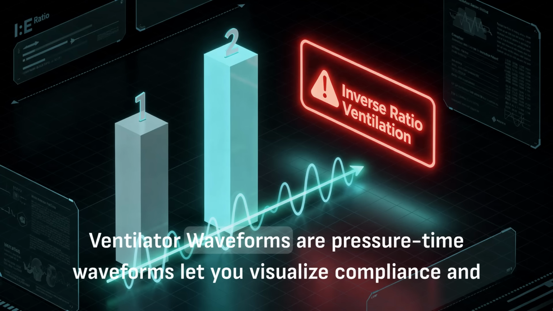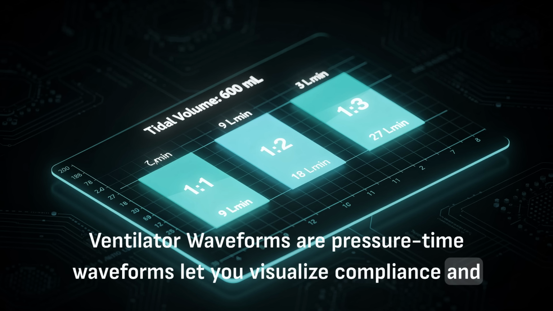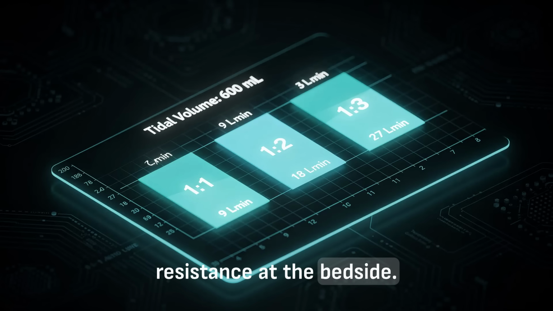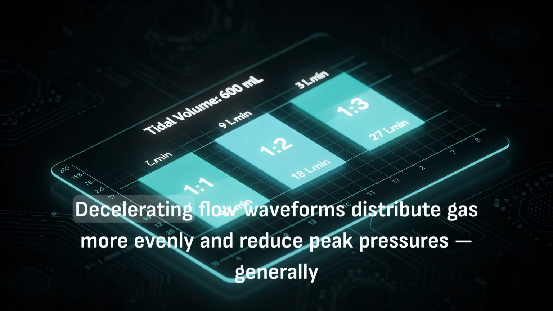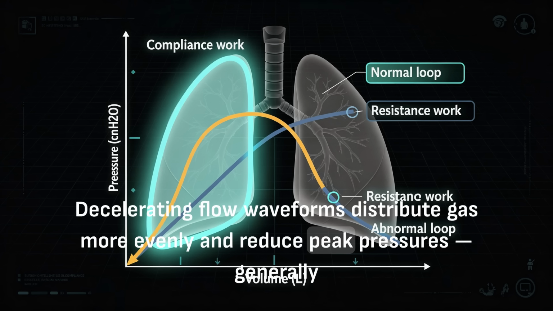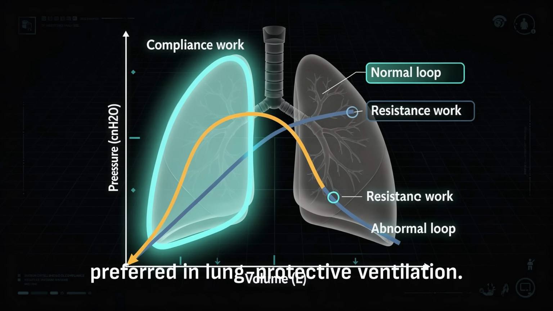Ventilator waveforms, pressure-time waveforms, let you visualize compliance and resistance at the bedside. A square flow waveform produces a characteristic pressure rise. Decelerating flow waveforms distribute gas more evenly and reduce peak pressures, generally preferred in lung protective ventilation.